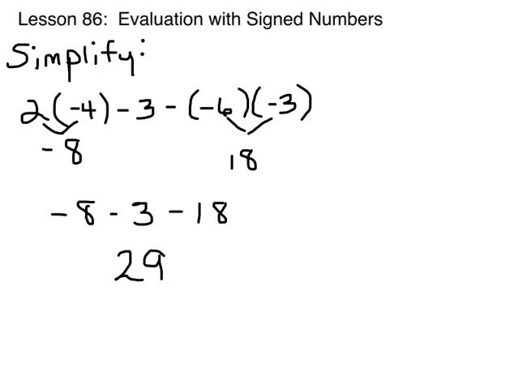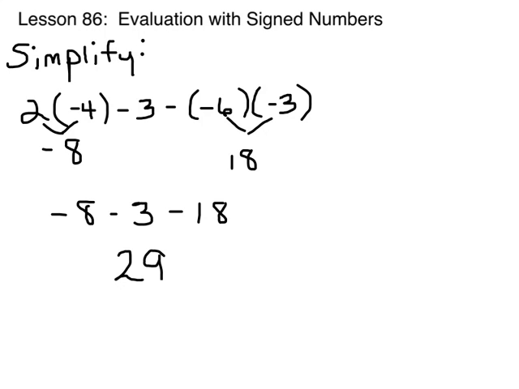Okay, welcome back to Lesson 86, Evaluation with Signed Numbers. We're in Saxon's second edition of Algebra 1/2. Evaluation means that we're going to probably put numbers in place of a variable, and then we're going to simplify. This one just says simplify. So we're going to use our rules that we've learned about signed numbers and addition and multiplication and everything, and what we know about order of operations to solve this problem.